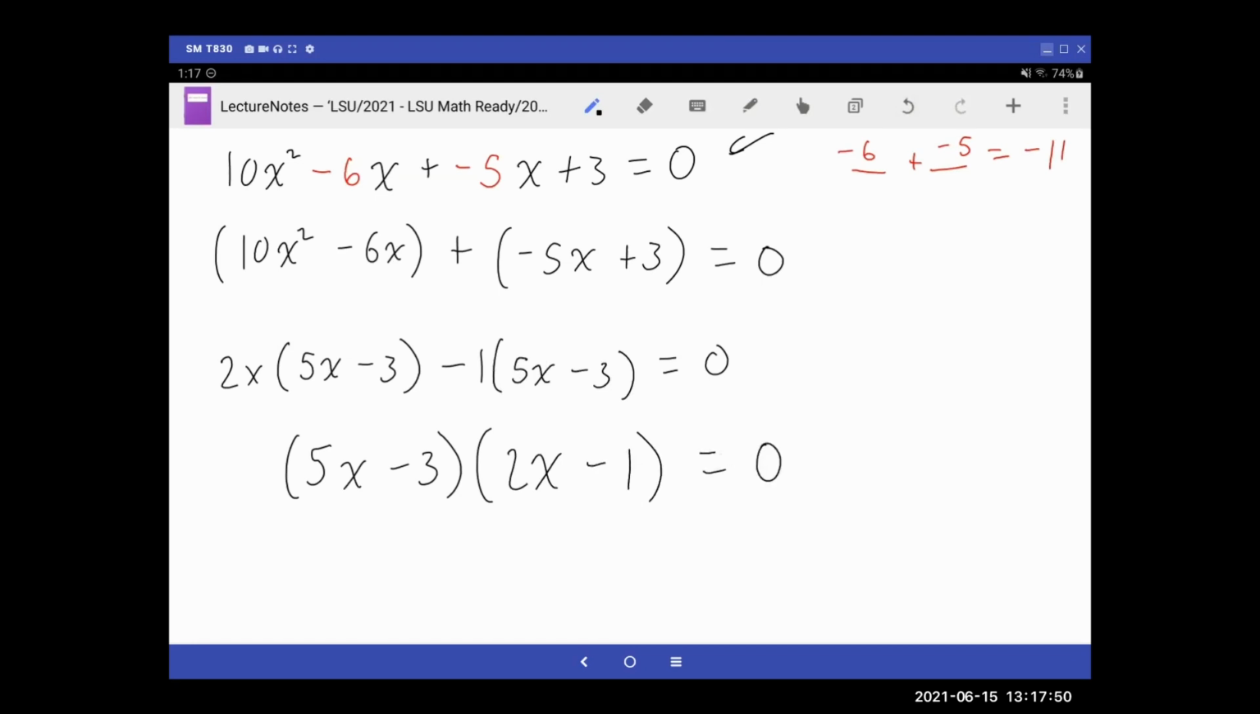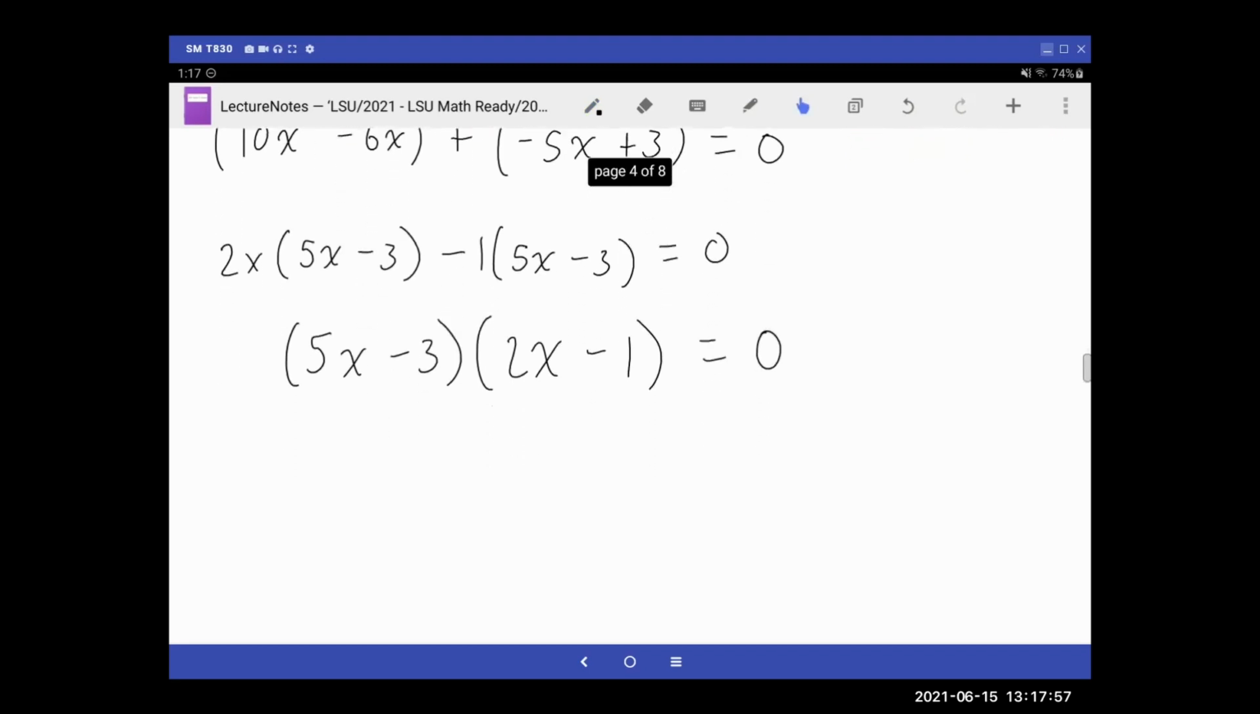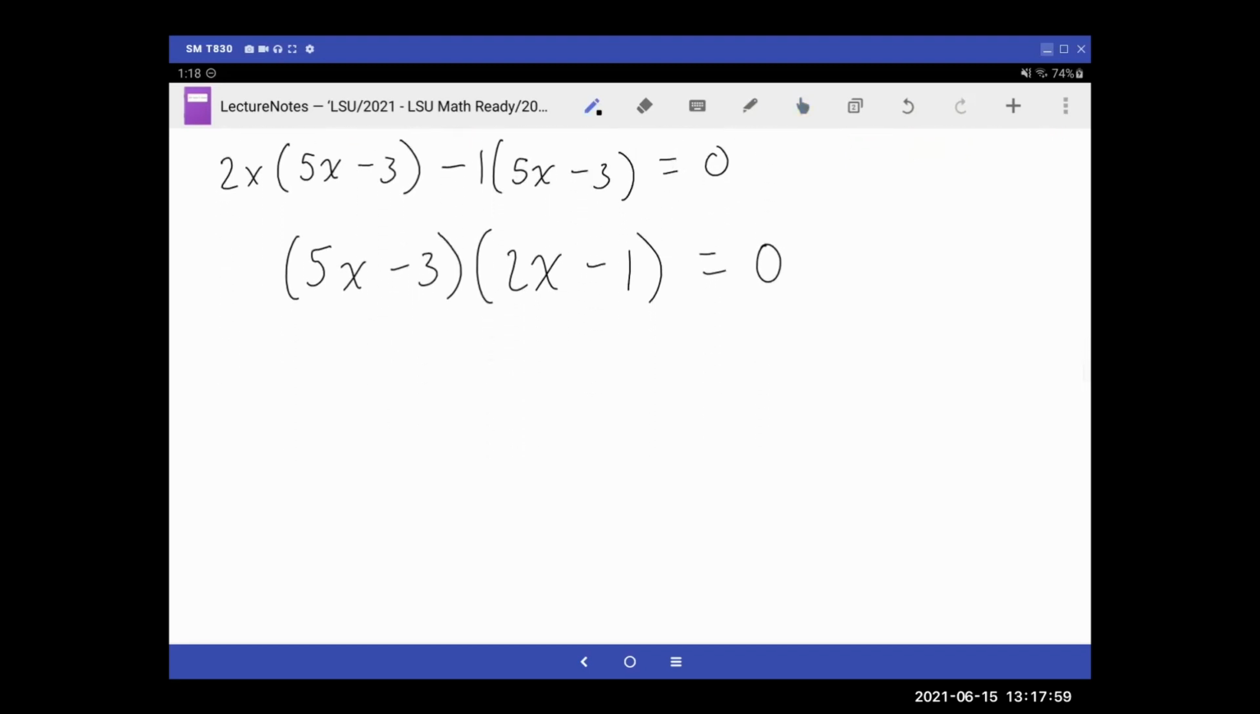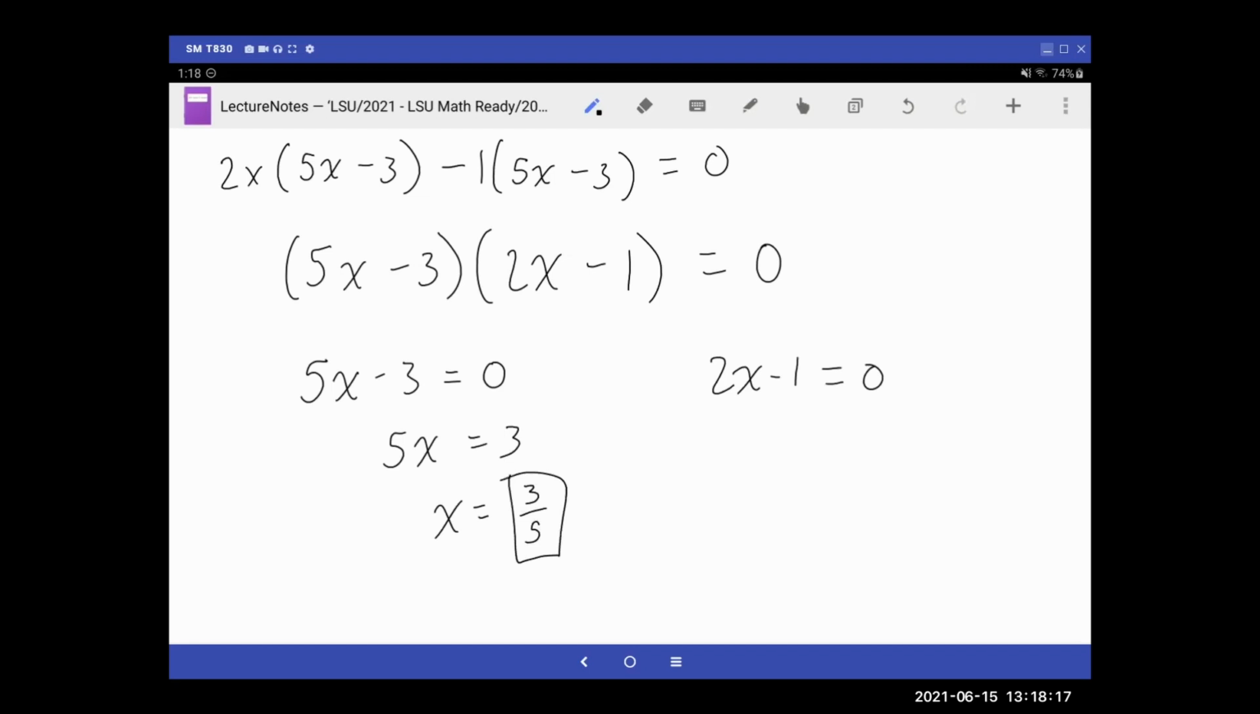All right, there we go. I factored it. Now all that's left to do is to use the zero product property to solve two equations. The first one is 5x minus 3 equals 0. The second one is 2x minus 1 equals 0. Okay, add 3 to both sides, divide by 5. I get 3/5. Add 1 to both sides, divide by 2. I get 1/2.